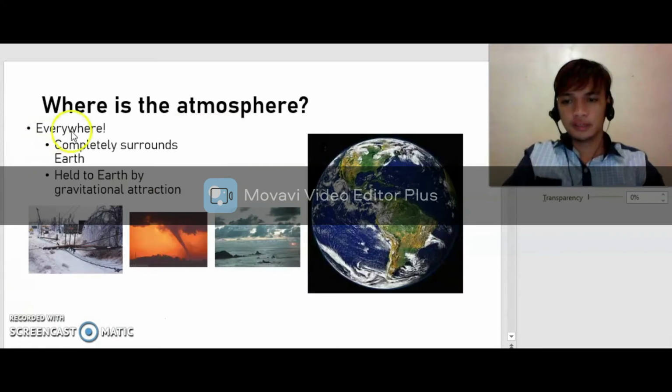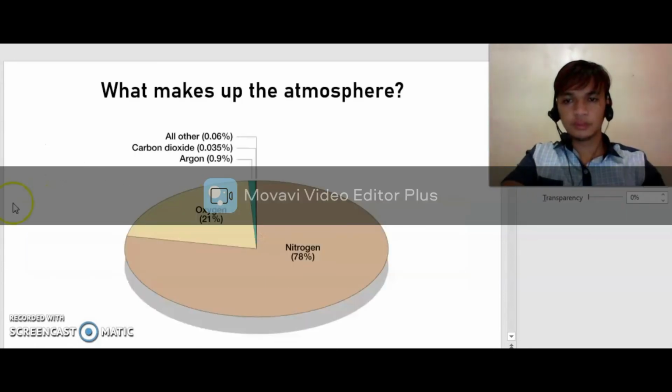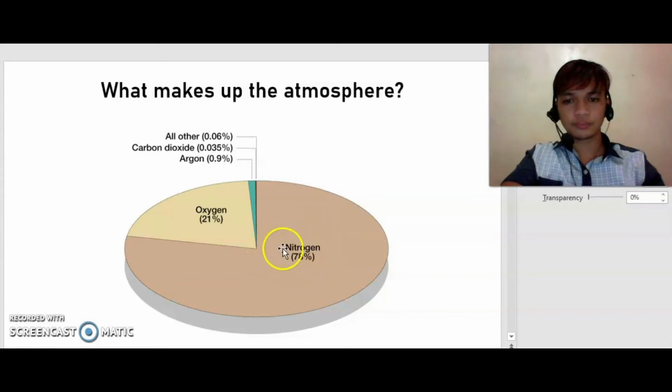Next is this. Where is the atmosphere? Atmosphere, it is everywhere. It completely surrounds the Earth, and it is held to Earth by our gravitational attraction. So what makes up our atmosphere? Okay, so 78% of our atmosphere consists of nitrogen, and only 21% of our atmosphere is oxygen.